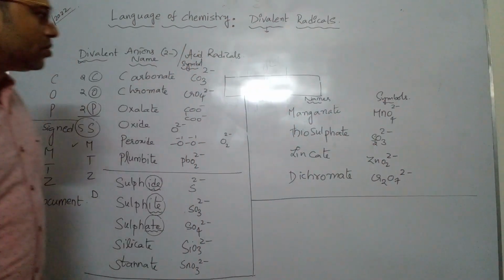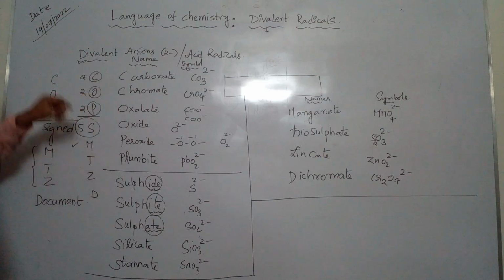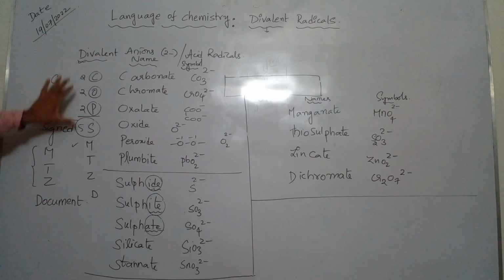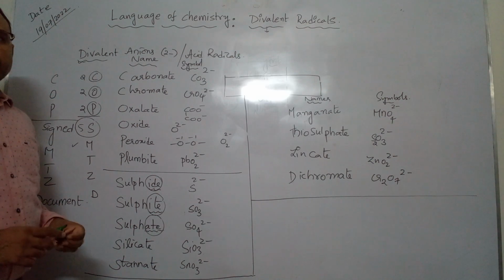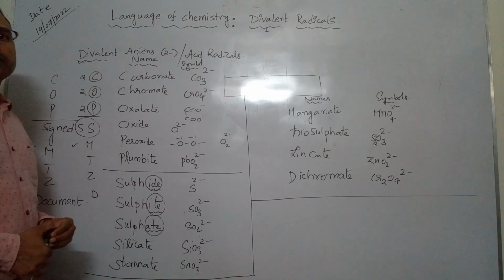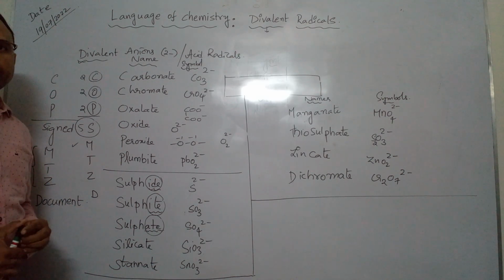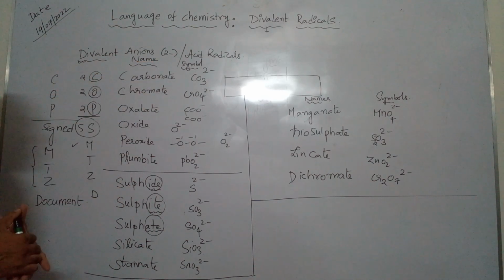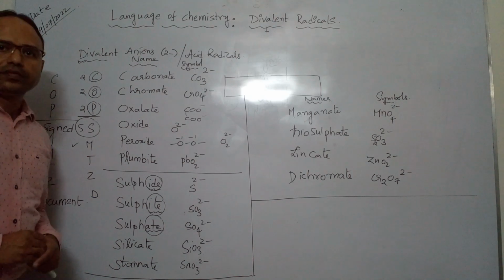So hope you have followed this. So very easily we can write the divalent anions using the mnemonic COP signed MTZ document. Next, 2, 2, 2 and 5 for these alphabets. So I think I made it clear. In the previous lecture we dealt with monovalent cations and anions, and today we have done the divalent anions and cations. Thank you so much.